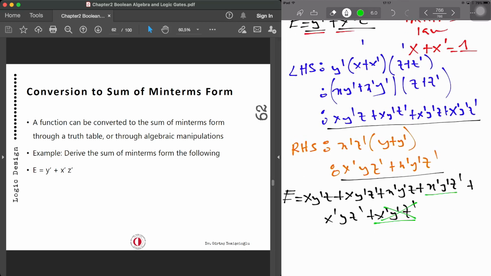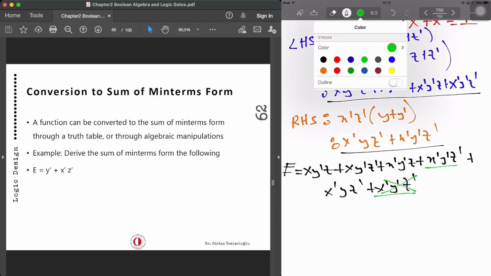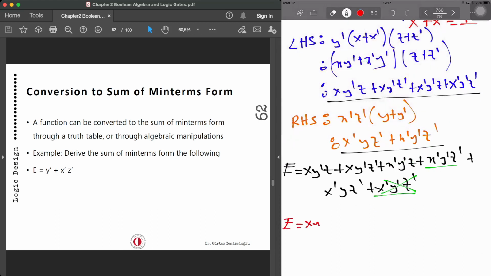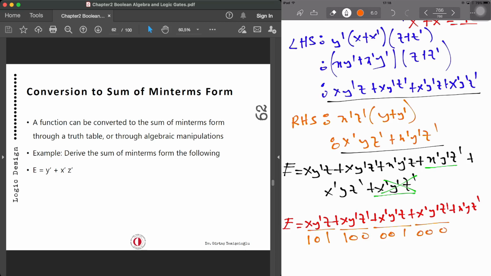And if I rewrite the expression with the new terms: x y prime z, or x y prime z prime, or x prime y prime z, or x prime y prime z prime, or x prime y z prime. Now let's check which minterms we have covered. 1 0 1, then 1 0 0, then 0 0 1, then 0 0 0, and then we have got 0 1 0. So this is minterm 5, minterm 4, minterm 1, minterm 0, and minterm 2. You can just read them as the binary numbers.